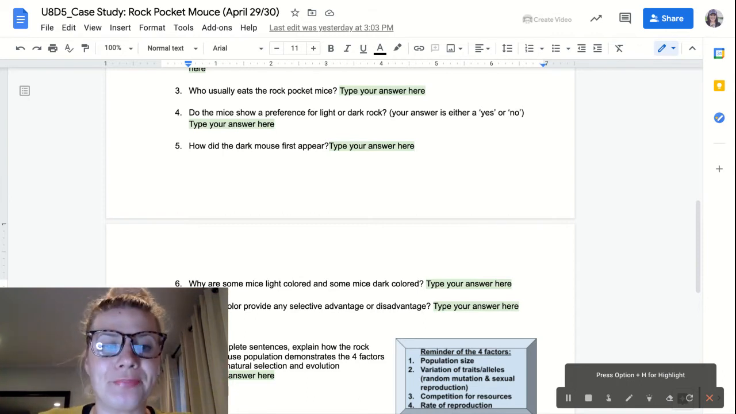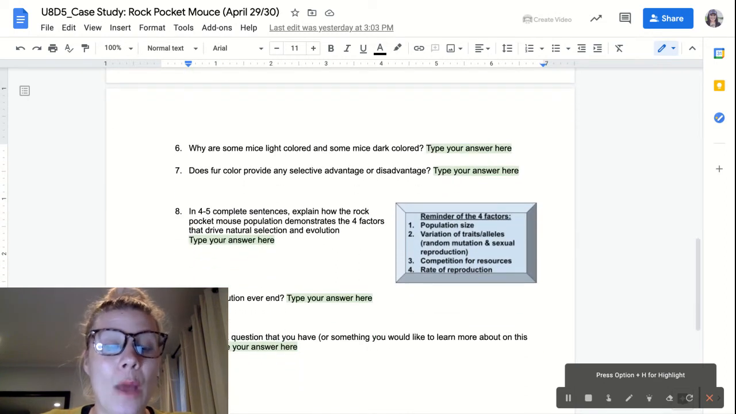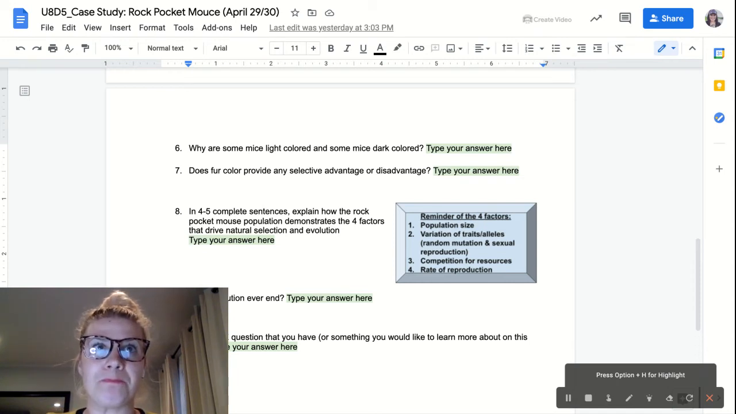Like what happened, okay? Question 6, why are some mice light colored and some mice dark colored? Why does that happen? Okay. Question 7, does fur color provide any selective advantage or disadvantage? Meaning, is there a benefit to having a specific color fur? Your answer may be yes, there is a benefit, or no, there isn't a benefit, right? Yes, there's an advantage, or no, there's not an advantage, and explaining why you're saying that.